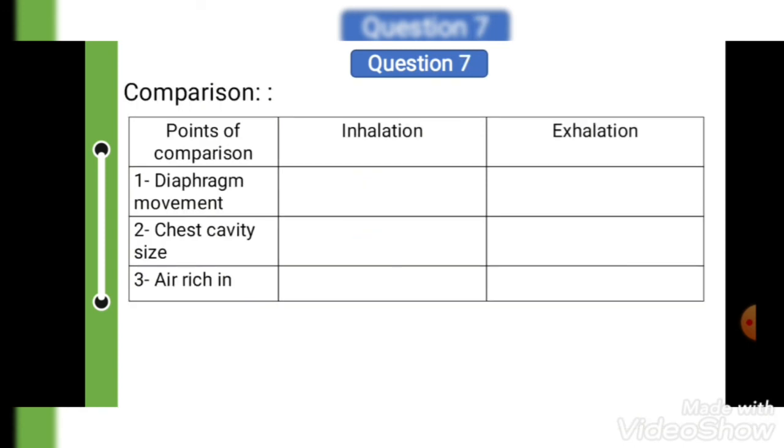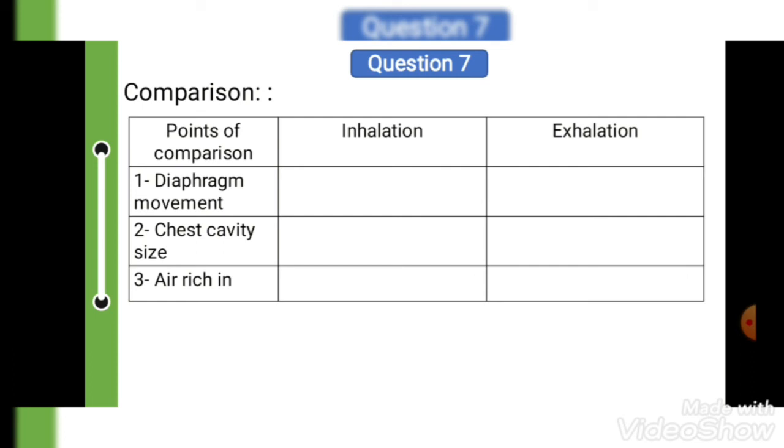Question number 7. Comparison. Let's compare between inhalation and exhalation. What are the points of comparison? The diaphragm movement, the chest cavity size, والair rich in. Inhalation يعني in. Which gas comes in? Oxygen. And which gas goes out? Exit. It's the carbon dioxide.